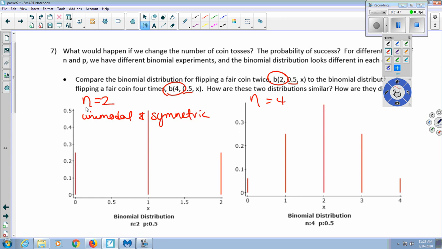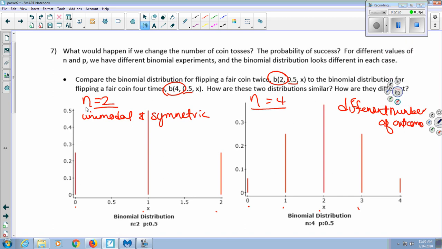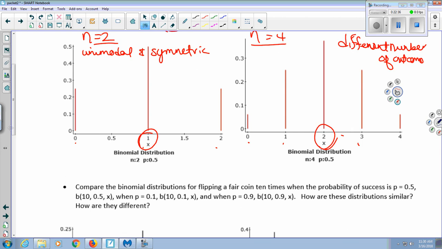They're different because they have a different number of outcomes. With this one you can have 0, 1, or 2 heads, whereas with this one you can have 0, 1, 2, 3, or 4 heads. So there's a different number of outcomes. And also their centers are different. Notice this one's centered at 1, whereas this one's centered at 2. So that's something we're seeing that's different.